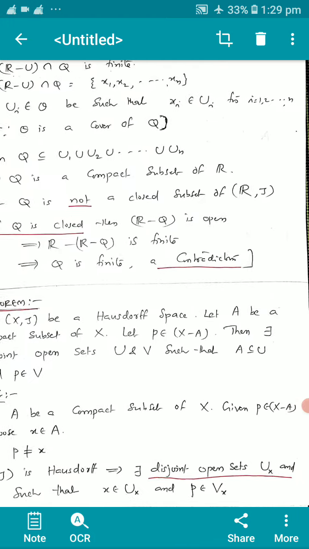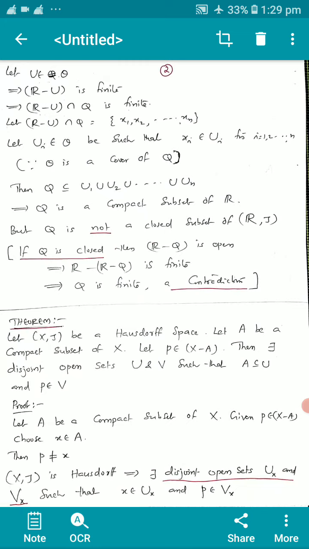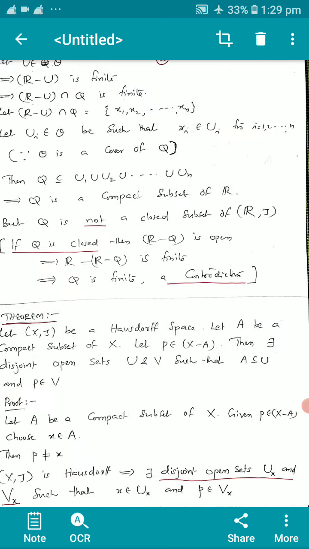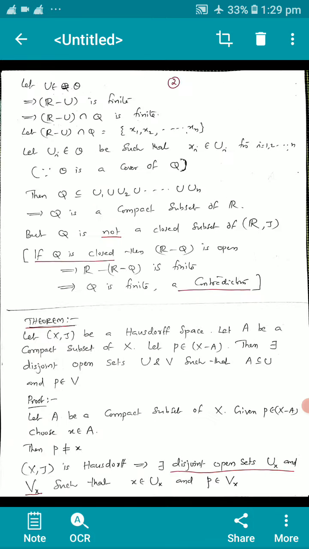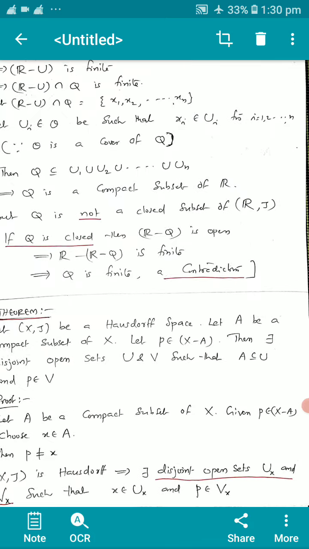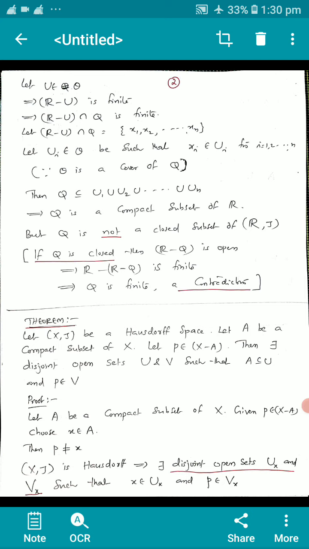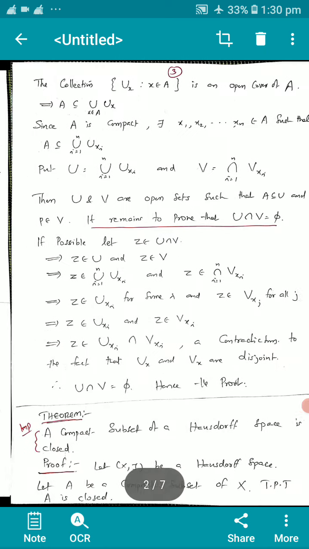Let A be a compact subset of X. Given P an element of X minus A, choose small x in A. That means P can never be equal to x, so P is not equal to x. X is Hausdorff, that is given. That means there exist disjoint open sets Ux and Vx such that the small x is an element of Ux and P is an element of Vx.